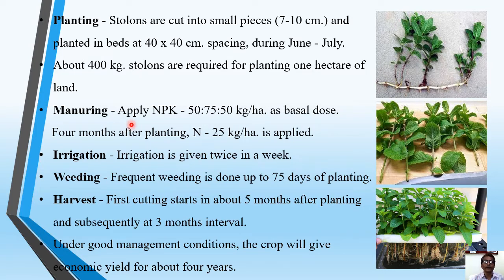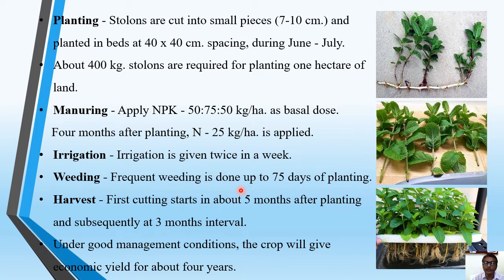Now about the manuring, apply NPK in the proportion of 50, 75 and 50 kg per hectare as the basal dose. 4 months after planting, one additional nitrogen dose is applied, that is 25 kg per hectare. About the irrigation, irrigation is given twice in a week. Frequent weeding is done up to 75 days of planting. The harvesting period: the first cutting starts about 5 months after planting and subsequently at 3 months interval.